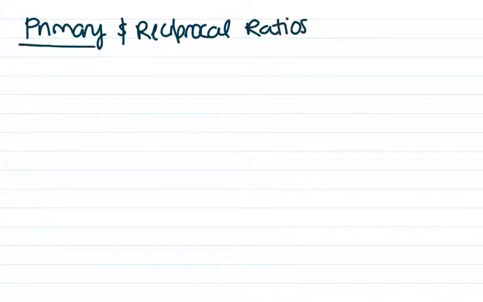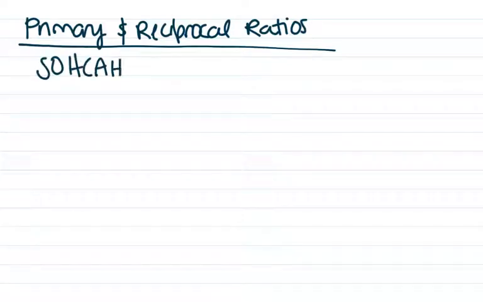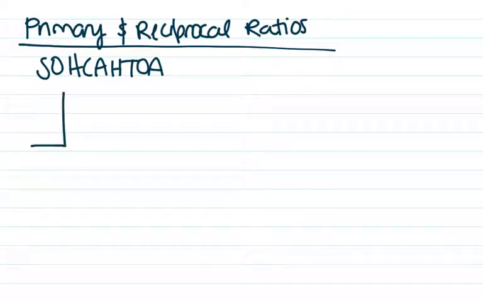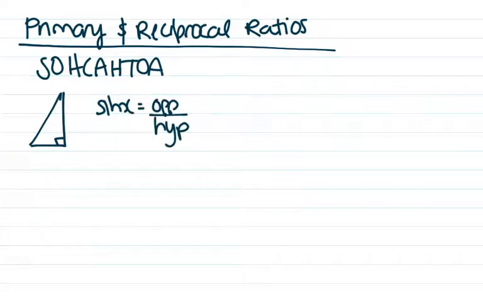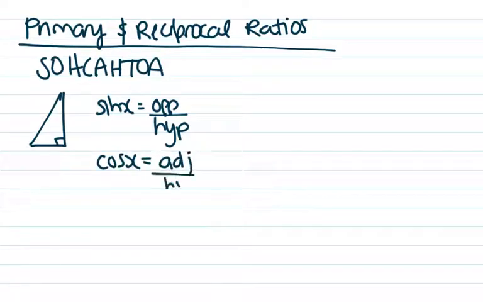The second thing we talked about was primary and reciprocal ratios. So the primary ratios are SOHCAHTOA, and you need to remember that these only work for right triangles. So we have sine x equals opposite over hypotenuse. We have cos x equals adjacent over hypotenuse. And we have tan x equals opposite over adjacent.